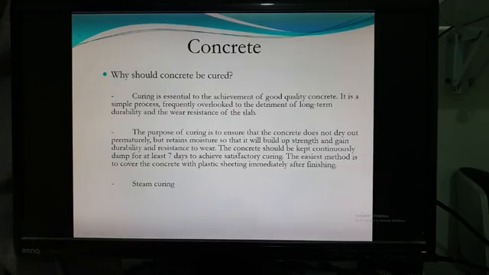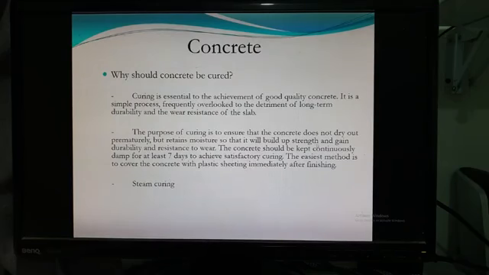So the concrete needs to be kept continuously damp for at least 7 days. So the surface of the concrete needs to be a bit damp or a bit wet for at least 7 days to ensure that the curing process has been done completely. If the curing process has been done completely, then we have the maximum strength of the concrete.